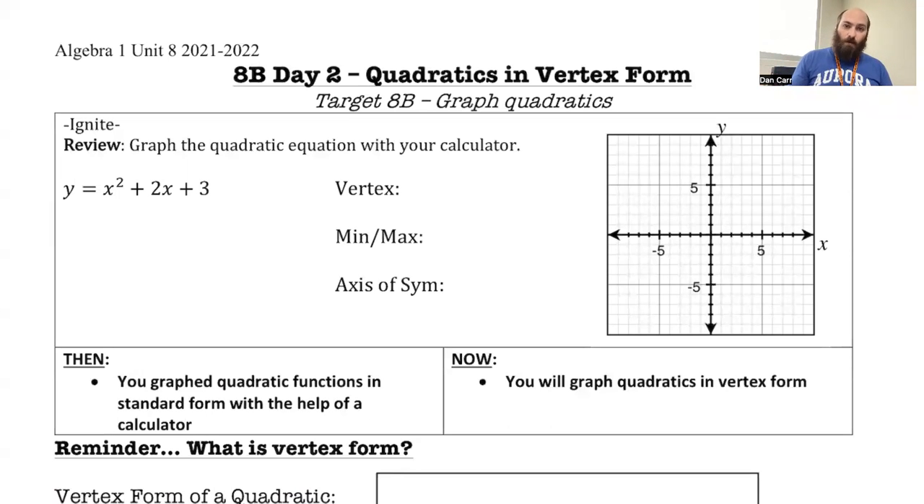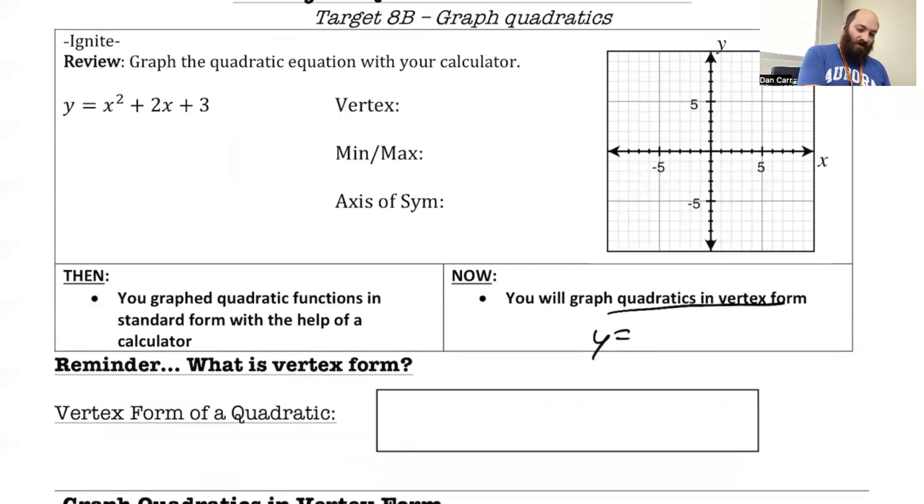Today we're going to be talking about 8B Day 2. Today we're going to be graphing our quadratics when they are in vertex form. So yesterday, or last class, we talked about standard form. Today we'll be talking about vertex form. As a reminder, since we're graphing quadratics in vertex form, this is our basic version of that.